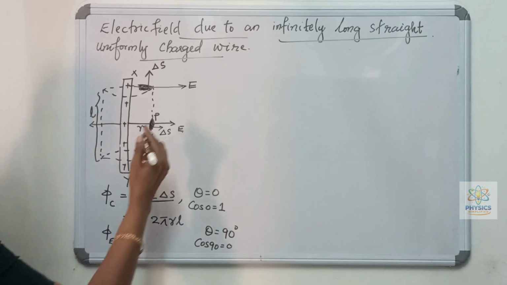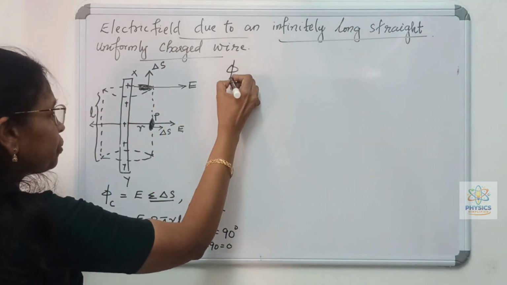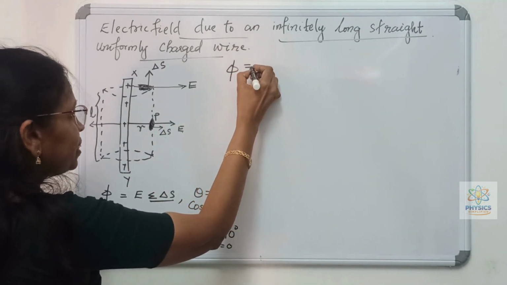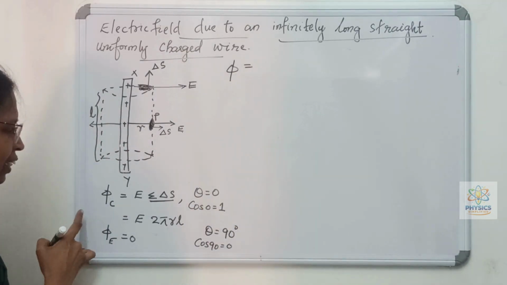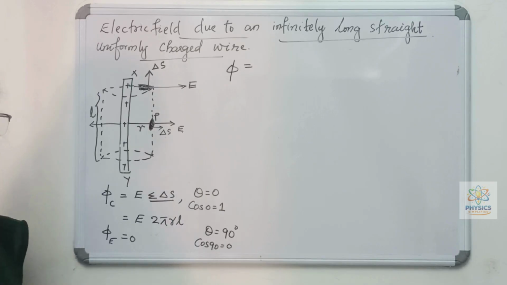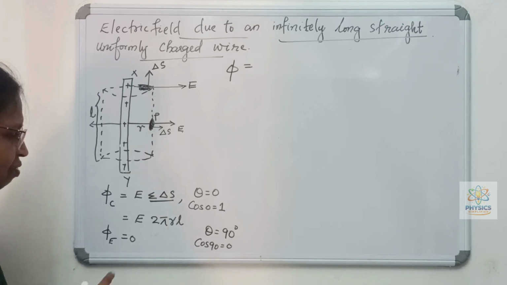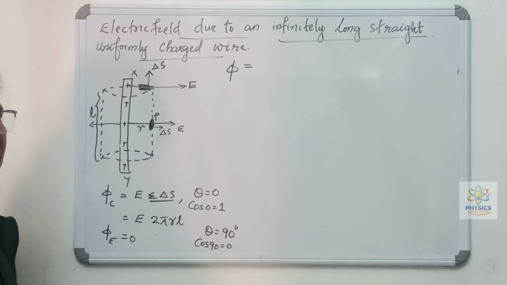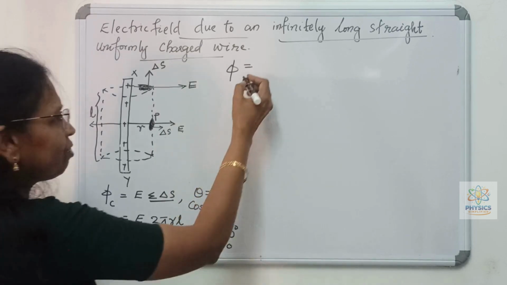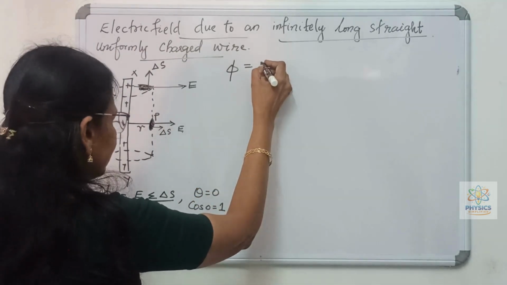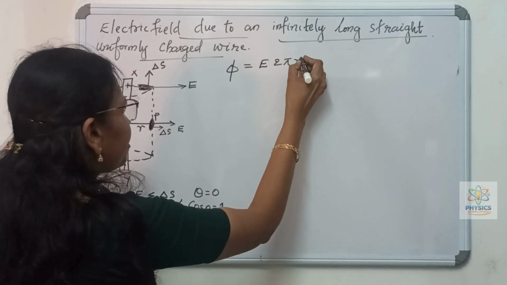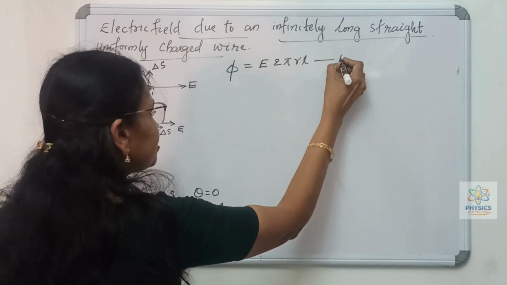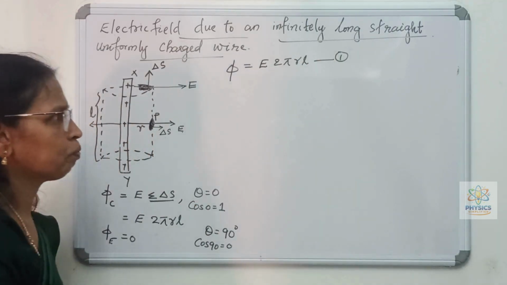Next, the electric flux through the Gaussian surface is always equal to the sum of flux through the curved surface and flux through the end face. Flux through the end face is equal to 0. Therefore, the net flux is equal to E into 2 pi R L. Take this as equation number 1.